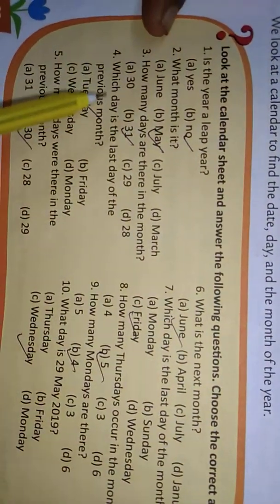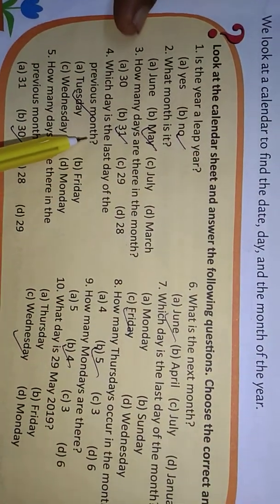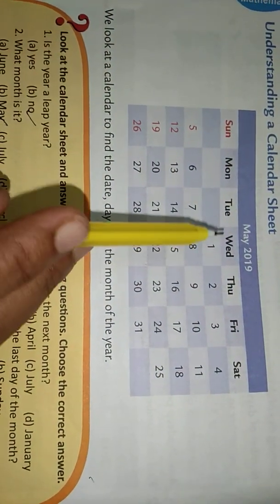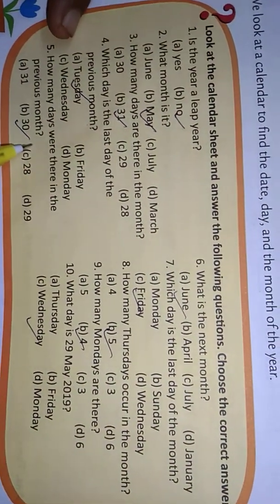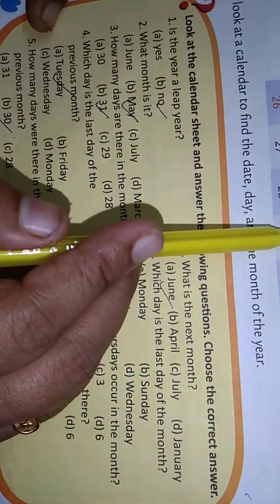Which day is the last day of the previous month? The starting day of this month is Wednesday, then the last day of the previous month will be Tuesday. Isn't it? How many days will there be in the previous month? May has 31, but which is the previous month? April. April we have only 30 days.